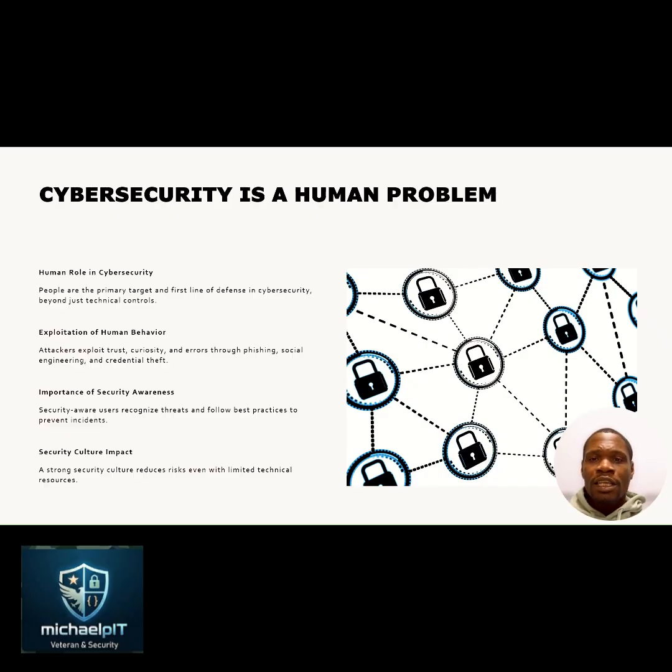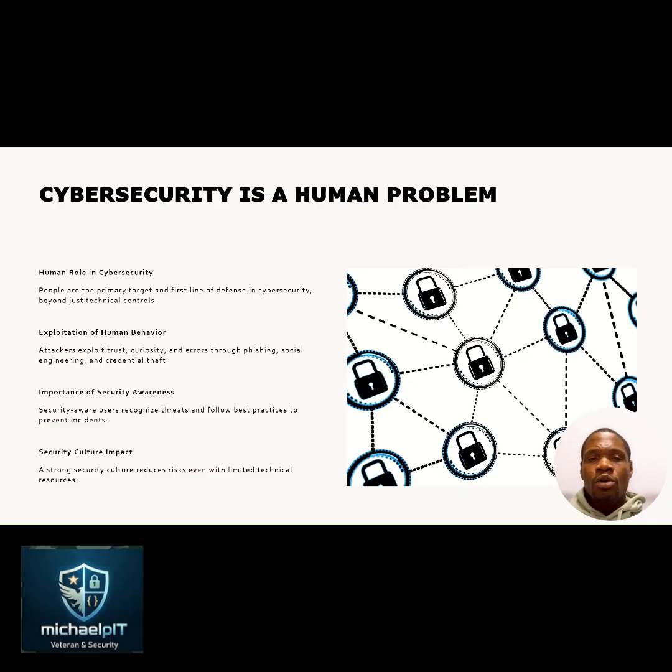Think about phishing, like email phishing, social engineering, or credential theft. These aren't just words. These attacks don't look for technical flaws in the systems. They exploit human trust, curiosity, and sometimes just a simple mistake. This is why we have to approach cybersecurity as a people-centered discipline. It's just not about the code. It's about the person behind the keyboard.